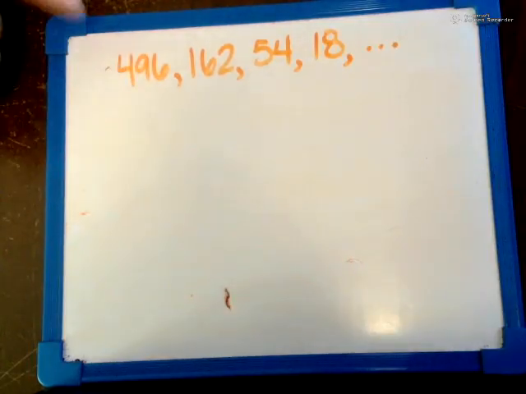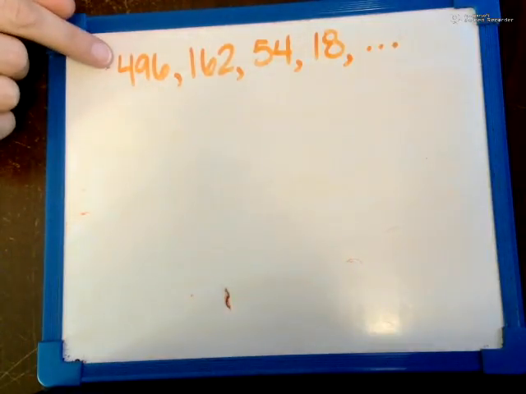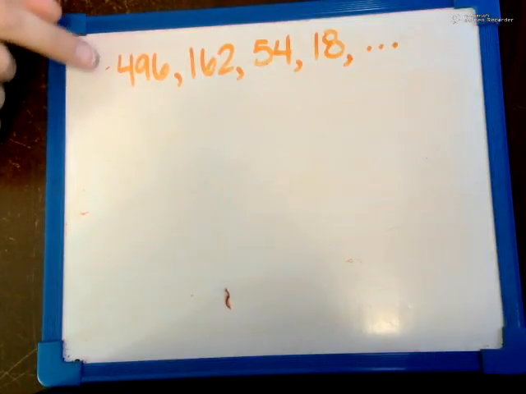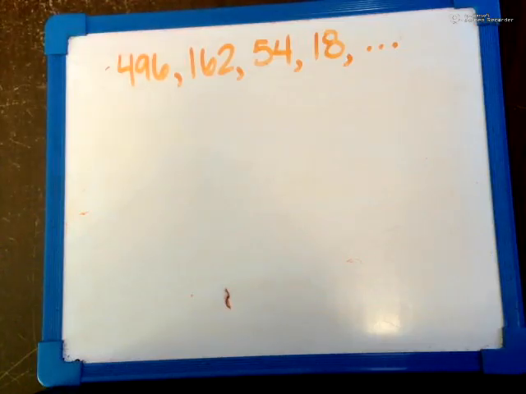So given the following sequence of 486, 162, 54, and 18, write an expression in subscript form for the fourth term of 18. Use a sequence identifier of A. Explain each part of the expression.